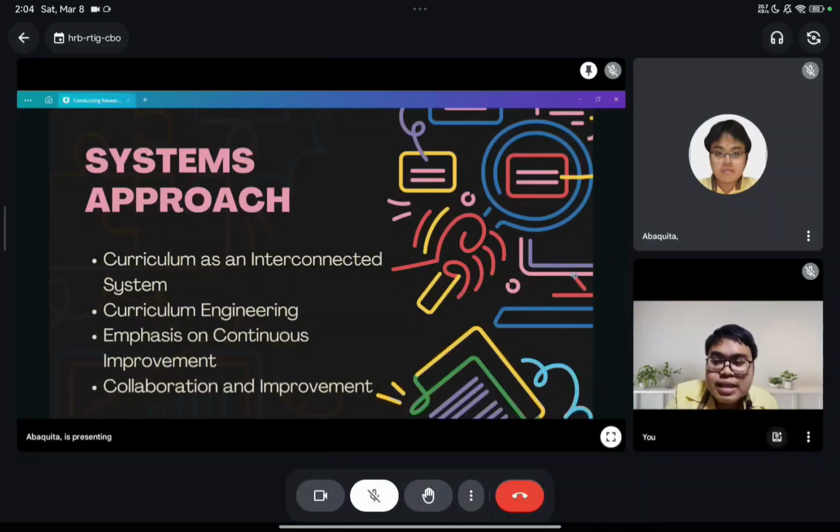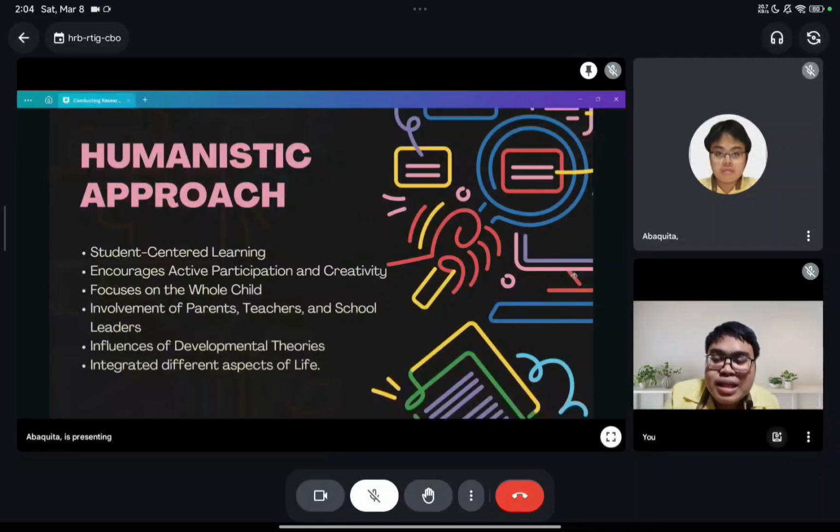So lastly is the humanistic approach. These are the features of the humanistic approach.